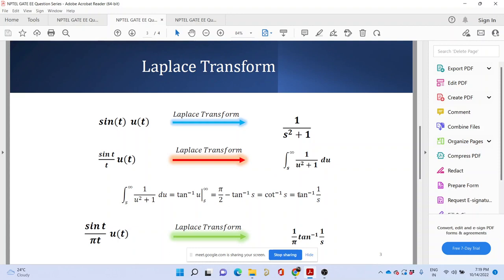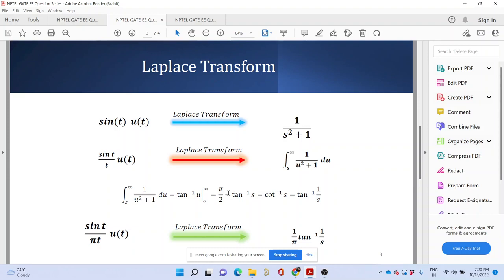You can check my steps in this step. Integral from s to infinity of du divided by u square plus 1. This is tan inverse of u. Okay, so with limits from s to infinity, at infinity tan inverse becomes pi by 2. So pi by 2 minus tan inverse of s.